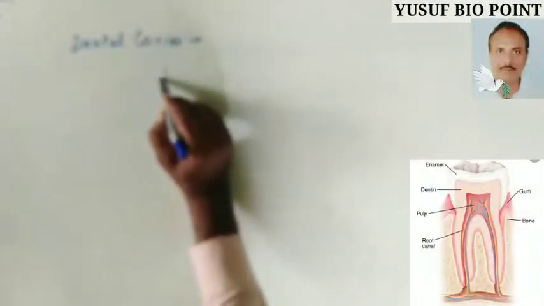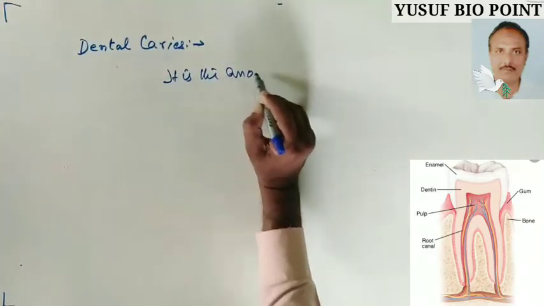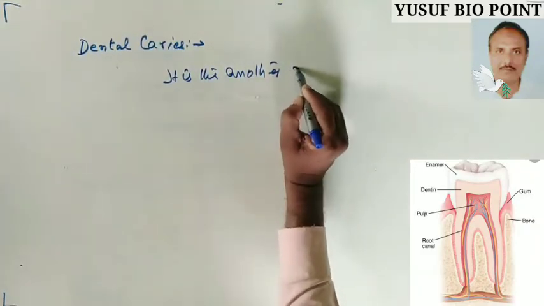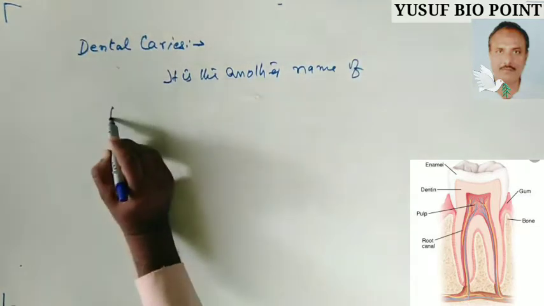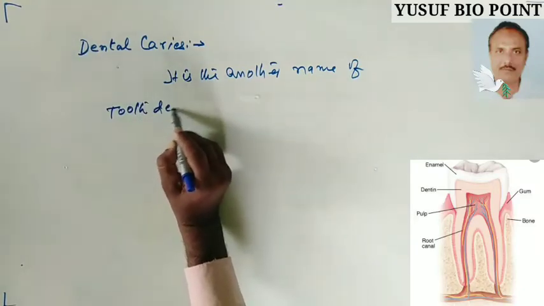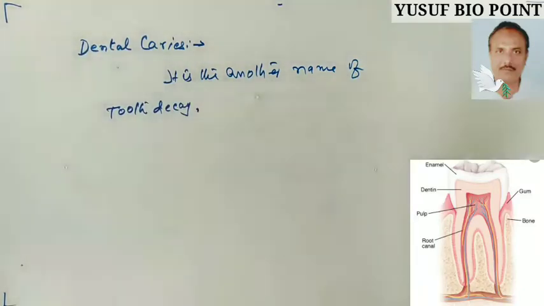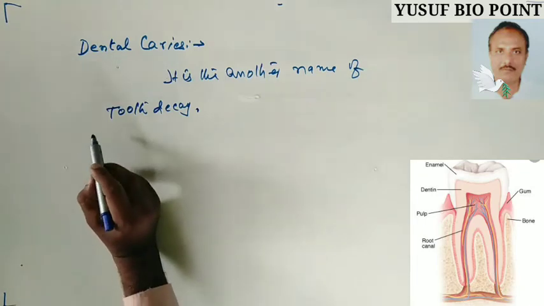Dental caries is another name of tooth decay. Tooth decay is also called dental caries, and sometimes it is also known as dental cavities. Now first we shall see the parts of a tooth.